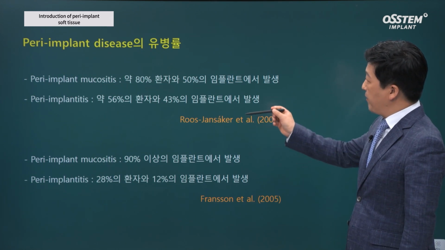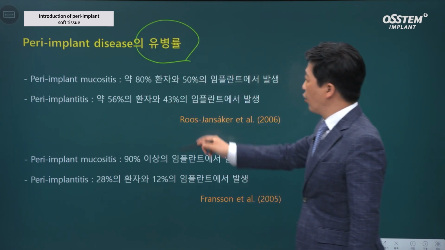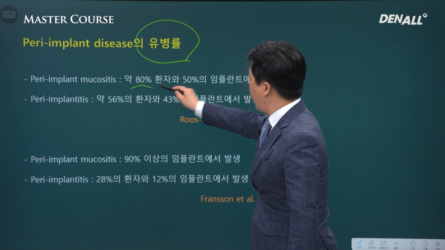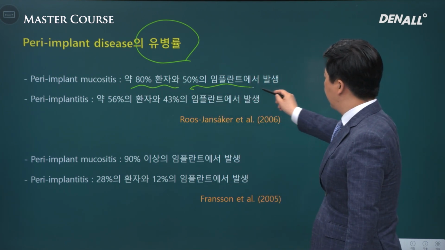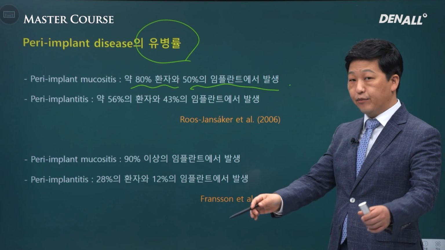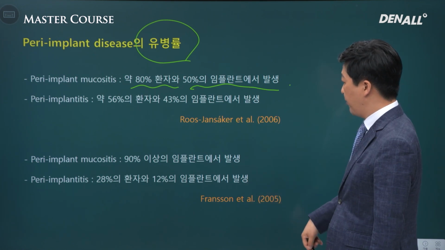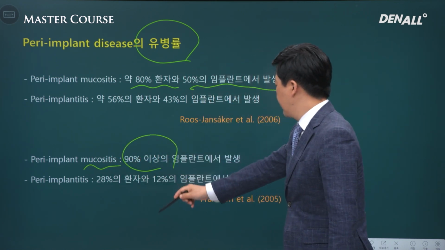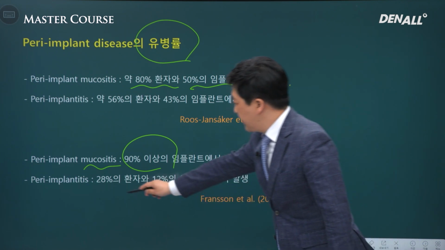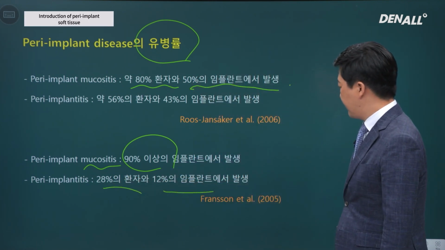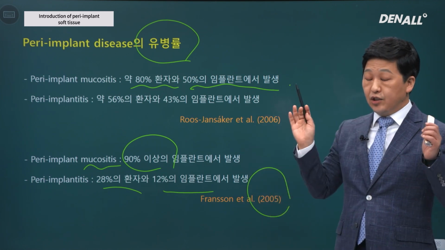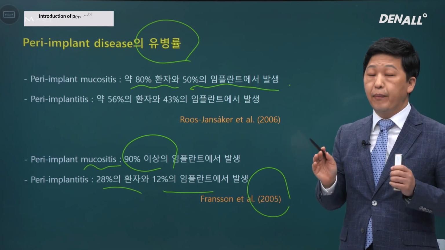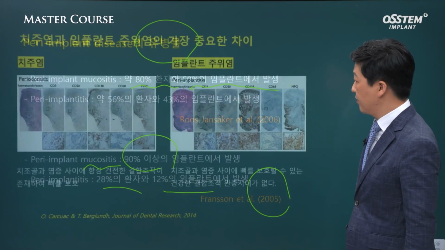The prevalence of peri-implant disease is higher than we think according to research. In the case of peri-implant mucositis, it occurs in about 80% of patients and 50% of implants placed. So 1 out of 2 people experience this disease. According to this research, peri-implant mucositis occurs in over 90% of implants placed, and peri-implantitis occurs in 28% of the patients and 12% of the implants placed. In other words, peri-implant disease prevalence is much higher than we think, so we need to pay attention.